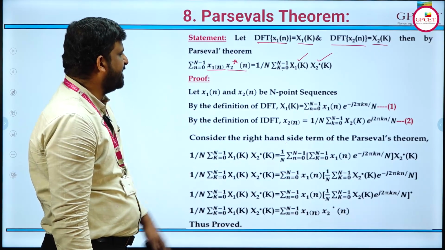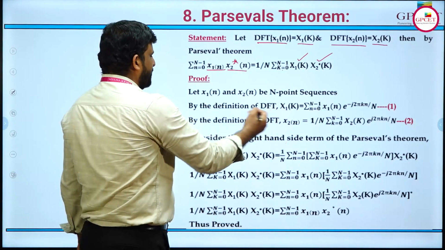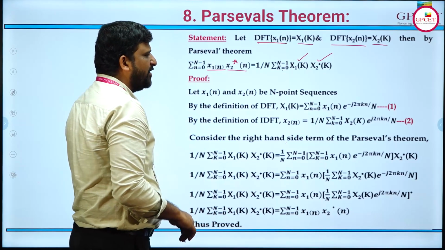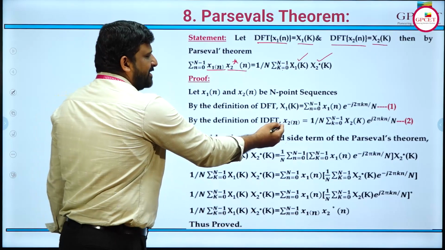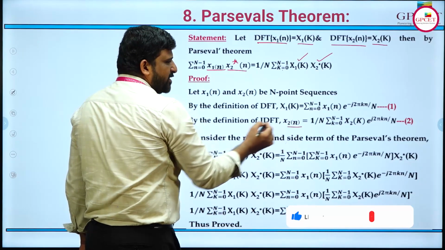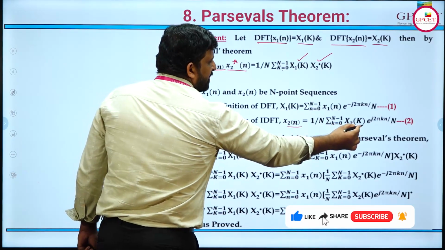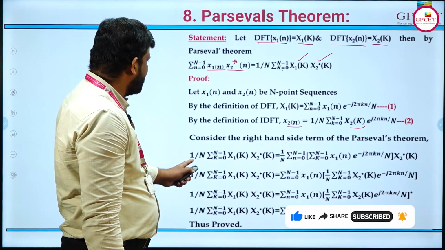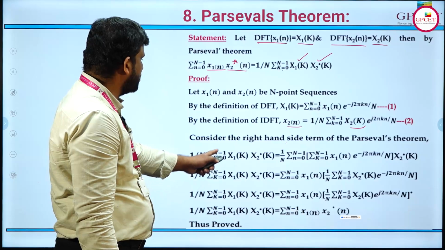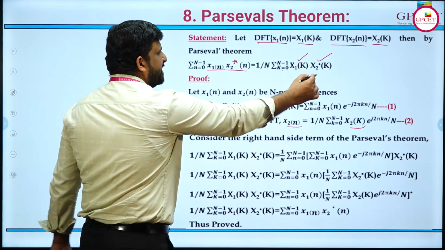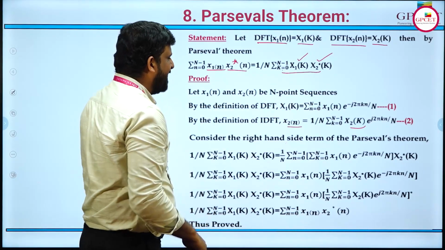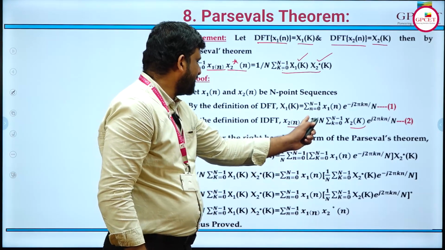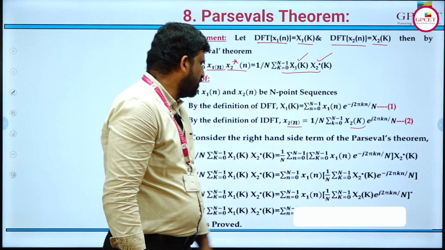For this I am considering two equations. By the definition of x1 of k, I have taken the definition of the discrete Fourier transform, and secondly I am taking the inverse discrete Fourier transform of x2 of k. So in this you can see we will have x2 of n. What I am saying here is, I am considering 1 by N summation k equal to 0 to N minus 1, the right hand side. Substituting the value of x1 of k and the value of x2 of k here.